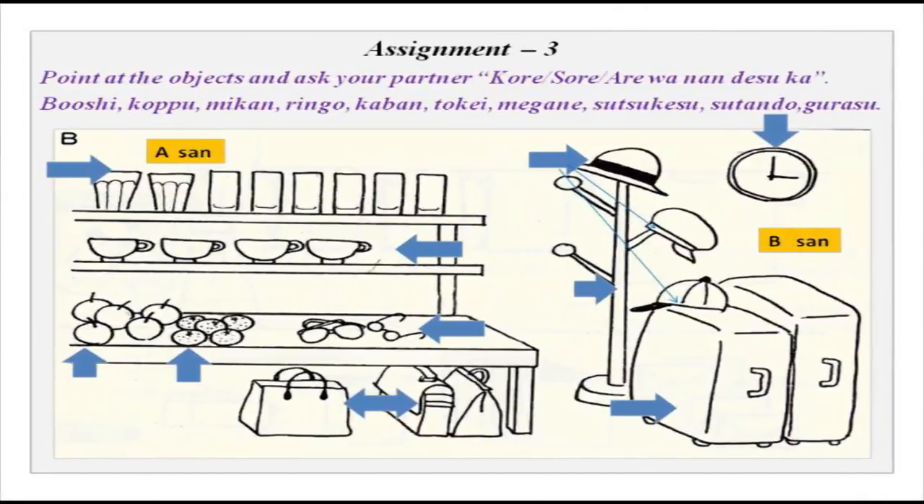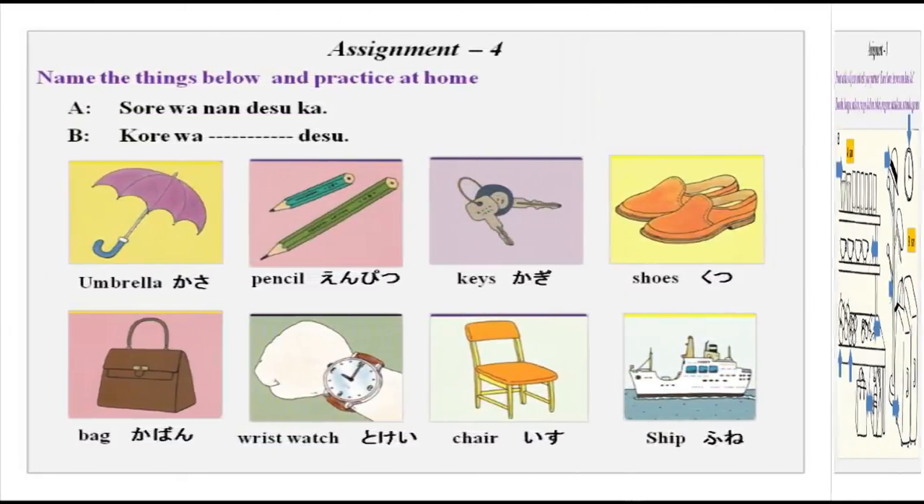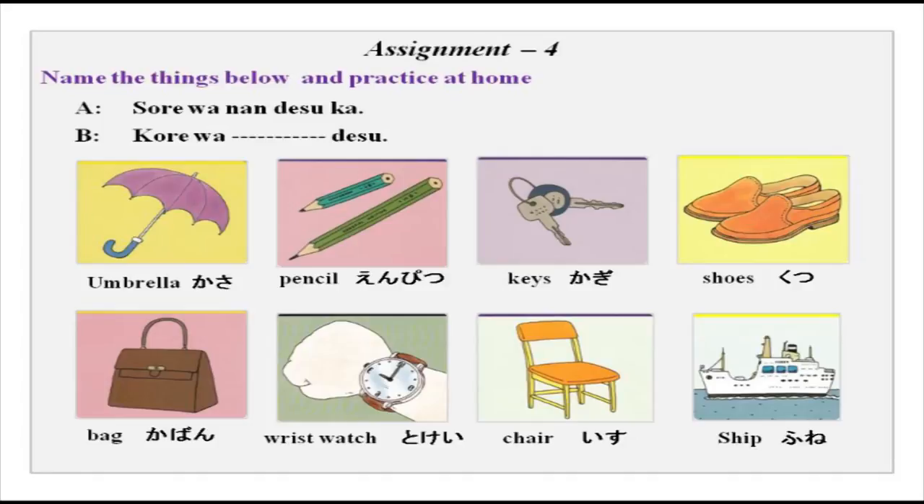Now, point at the objects and ask your partner with the help of kore, sore and are, what they are. Then name the things below and practice at home. You have umbrella, pencil, keys, shoes, bag, wristwatch, chair and ship. All the pictures are given. You have to say the Japanese equivalent. Please practice and use kore and sore properly.